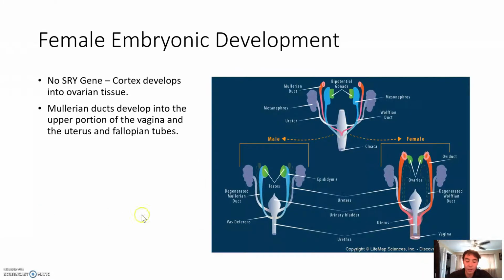In the absence of the SRY gene in the female embryo, the cortex will develop into ovarian tissue. There are many genes required for development of functional ovaries. Also, in the absence of AMH, the Mullerian ducts will become the upper portion of the vagina, uterus, and fallopian tubes. In the absence of testosterone, the Wolffian ducts will go away, and without DHT, the external genitalia will start to take on female characteristics.